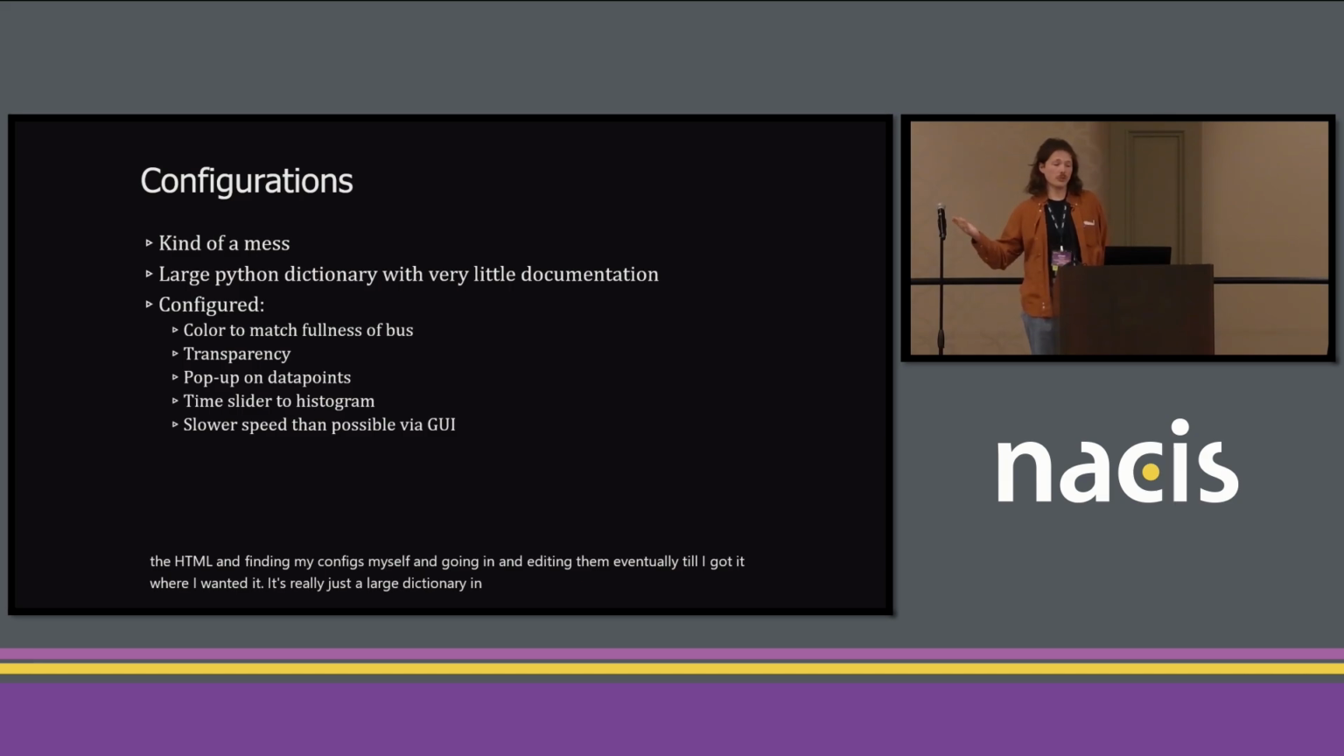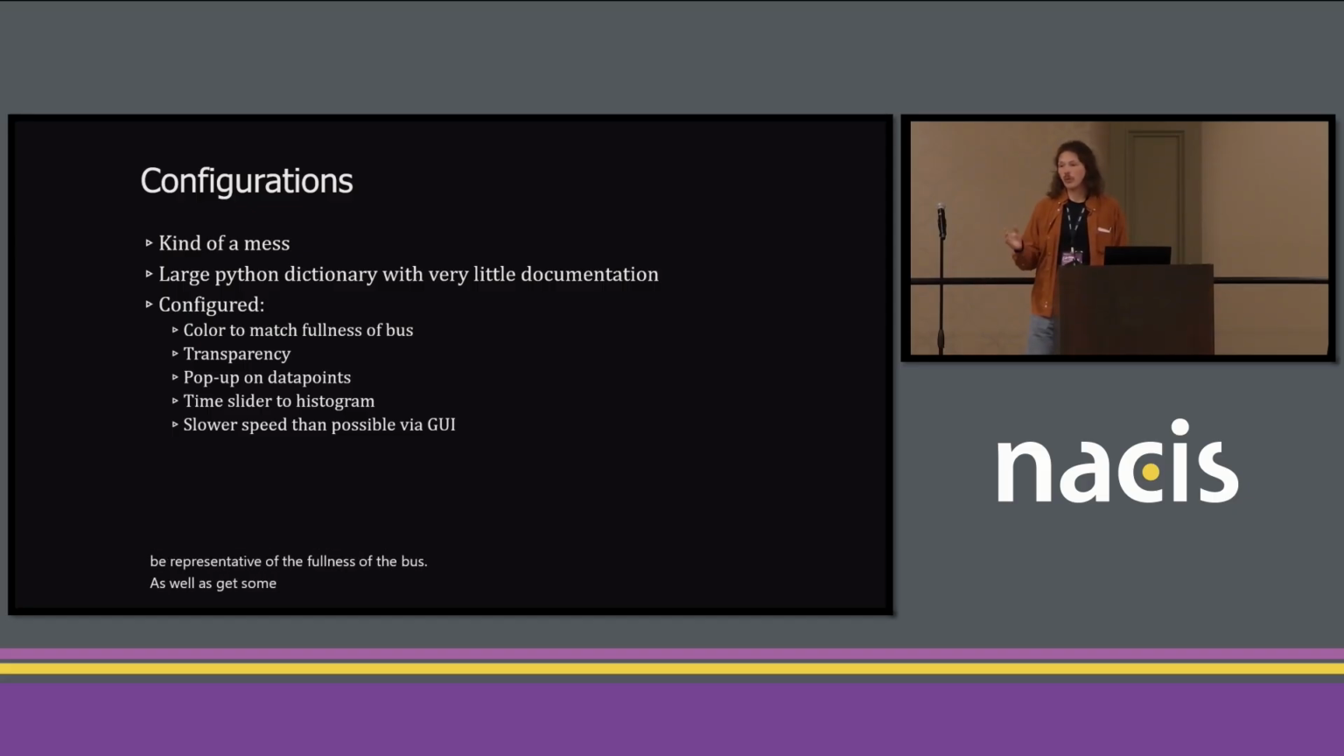But I was able to get the color to be representative of the fullness of the bus, as well as get some transparency on these points because we'll get a lot of overlapping, you'll see. Got some pop-ups on the map. And importantly, the time slider at the bottom with a histogram of the data, and I was able to actually slow that time slider down further than they allow via the GUI. So it's a little bit better for the scale of the data I have.